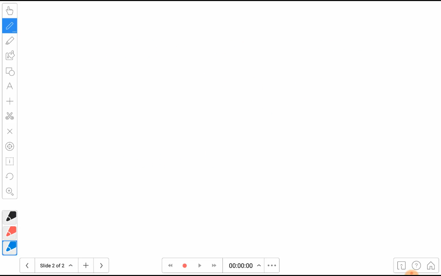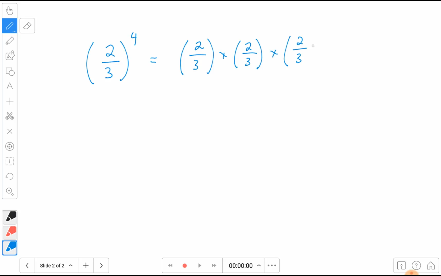Now let's look at quotients. Let's say we have 2/3, and let's say we have that to the power of 4. Well, we can write that out. The base is 2/3, and the exponent is 4, so it's 2/3 times itself 4 times. We can quickly write that here.